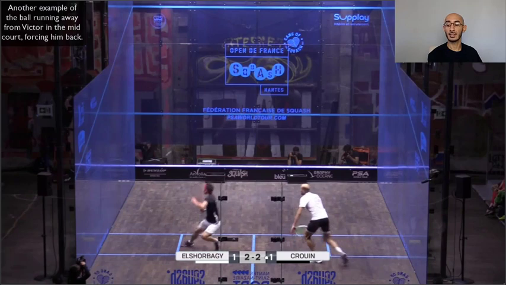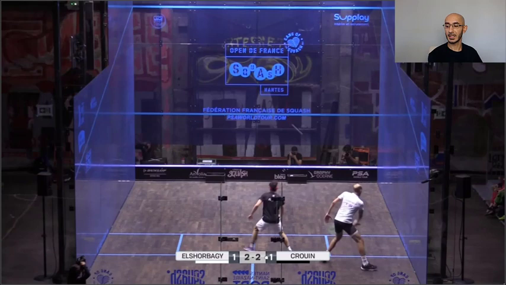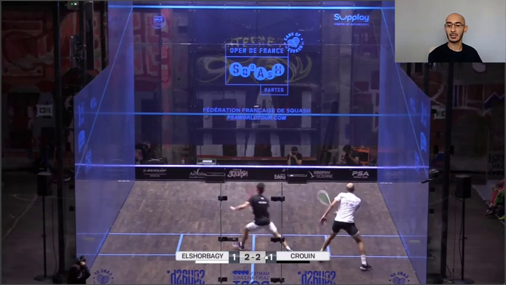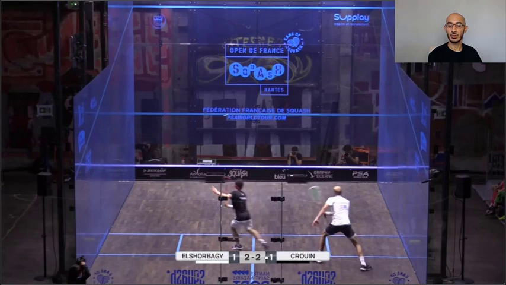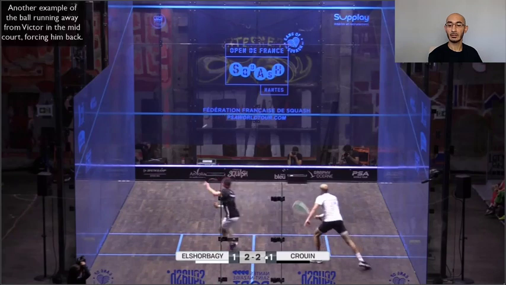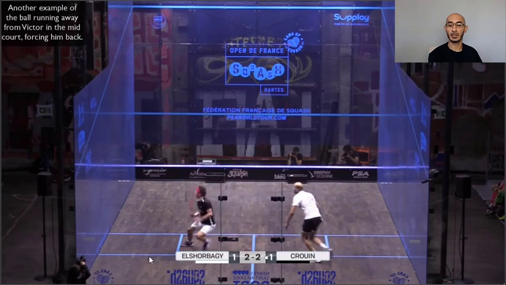So there is another example of the ball running away from Victor. So Marwan again gets that solid cross court. You see Victor's first step is to the left, racket is up, looking to volley, ideally looking for that weak cross, but Marwan gets really good width, so Victor has to put the brakes on.